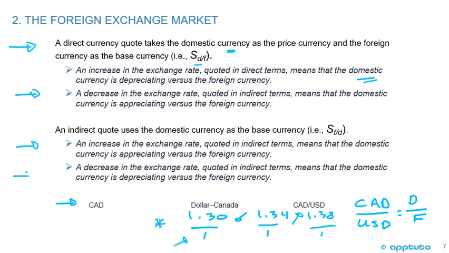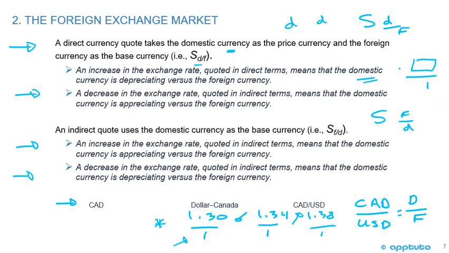And a decrease in the exchange rate quoted in indirect terms means that the domestic currency is depreciating. So it's very important. As I said, what was the rule that I said? Direct quote, DD. I'm going to have spot, put the D in the numerator over the foreign. Indirect, well, I'm going to reverse it, F over D. Then always remember the denominator is always 1.